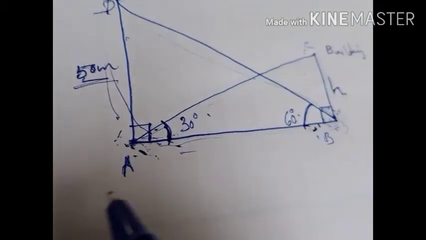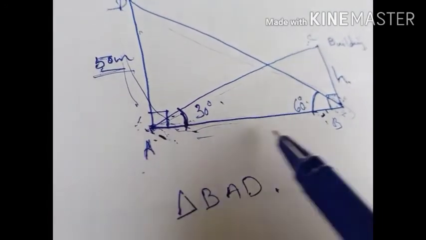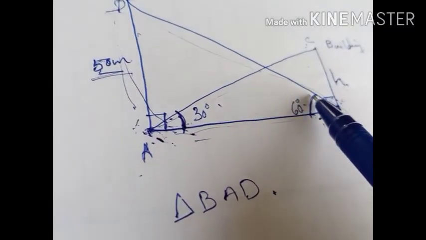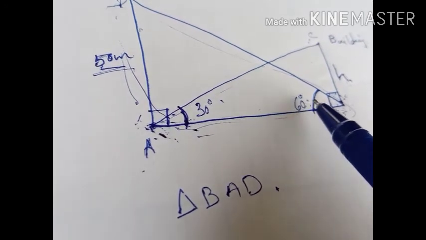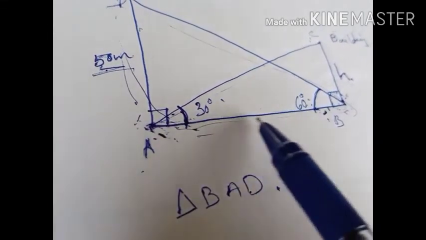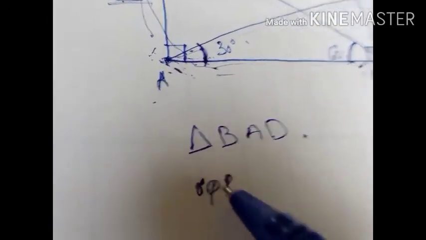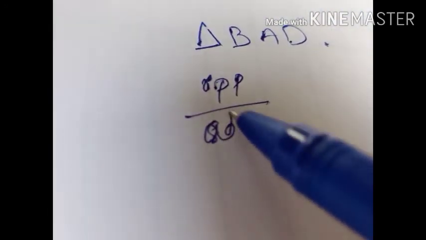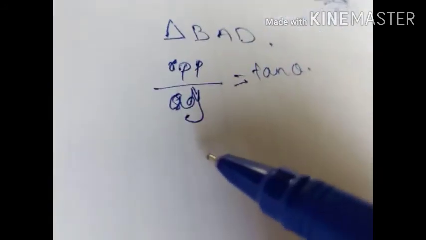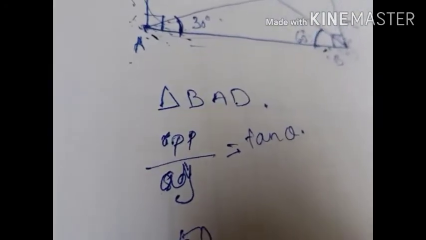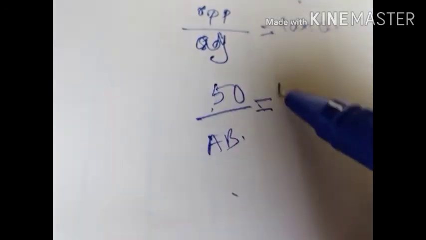So first we consider right triangle BAD. In this triangle, this is the angle theta, 60 degree. The opposite side of this angle theta is 50 meter. Then adjacent side we have to find. So opposite and adjacent, opposite by adjacent, what is the relation? Tan theta. Opposite is given as 50. Adjacent is AB. Theta is 60 degree.